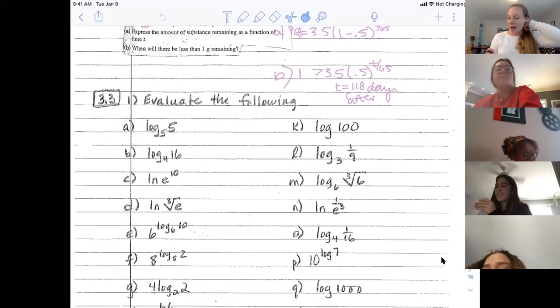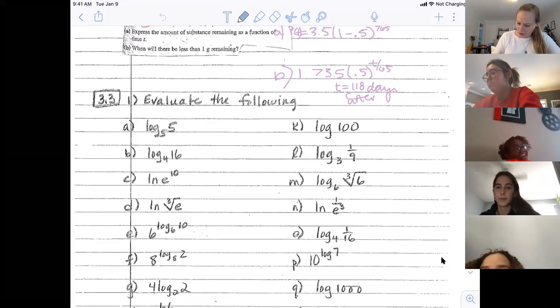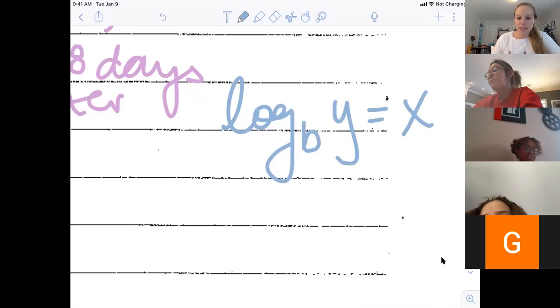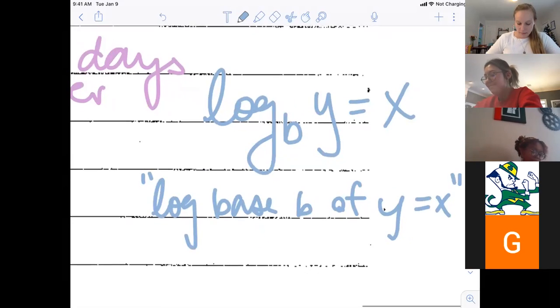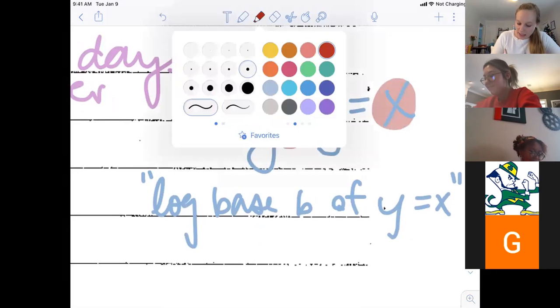So we've done logs before, and all we're doing is evaluating. When they're written in this form, let's break it down first. I have a log, and I'm going to write it like this: log base b of y equals x. I just wrote this off to the side. This is just the basic form of logs, and that's how I physically say it. B is the base, x is the exponent, and y is the answer.